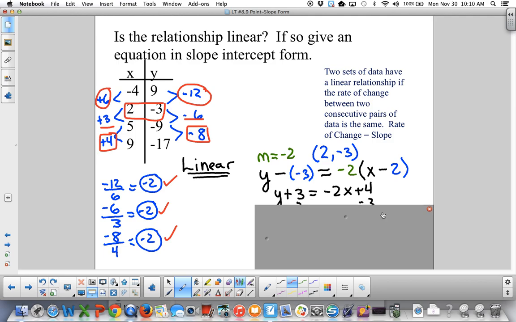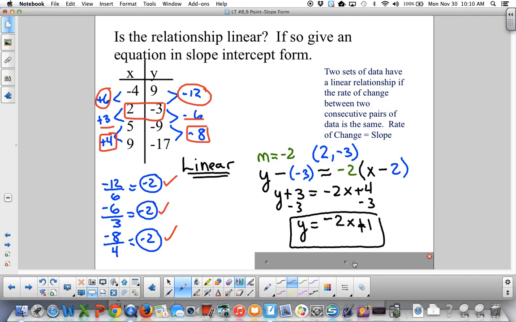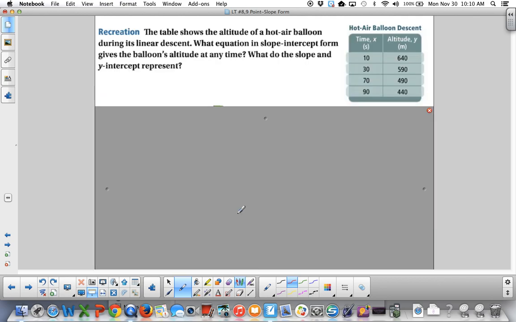Now I'm going to change that equation to slope-intercept form. So this gives me plus 3, and I distribute the negative 2 in. Then I subtract 3 on both sides, and I get y equals negative 2x plus 1. There's my slope-intercept form. So you find your rate of change, your slope, pick one of the points, put it in point-slope form, and then convert to slope-intercept form. Try that with this. Pause the movie, try it on your own, press play when you are finished.